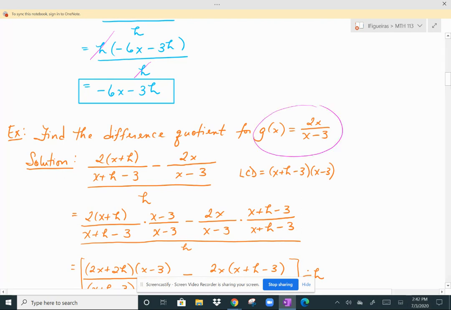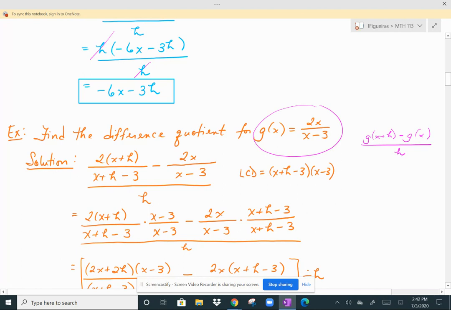So I have g of x equals 2x over x minus 3. And I'm also using g instead of f. So your difference quotient definition is still the same. I'm just going to write it in terms of g instead of f. So it's g of x plus h minus g of x all over h.